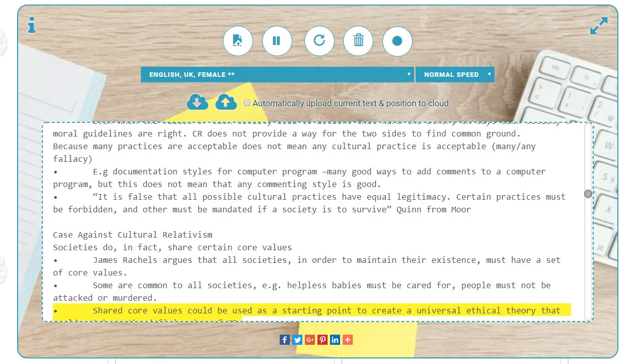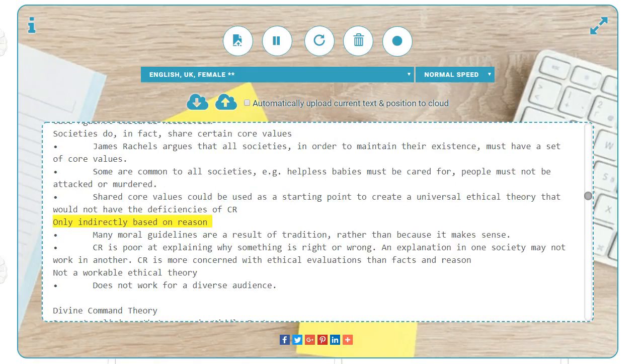Only indirectly based on reason. Many moral guidelines are a result of tradition, rather than because it makes sense. CR is poor at explaining why something is right or wrong.